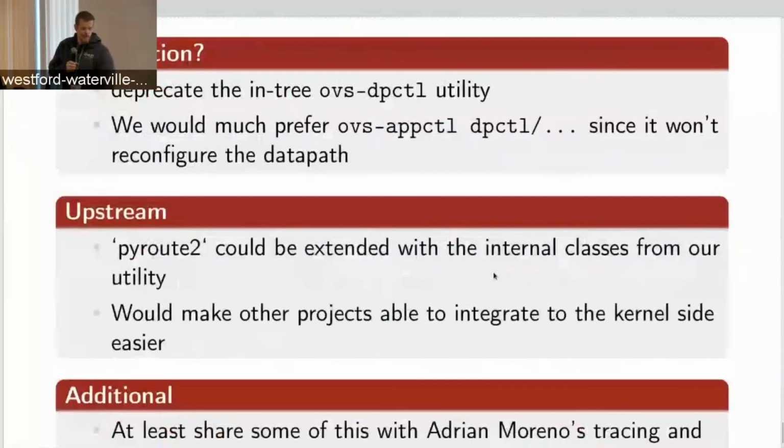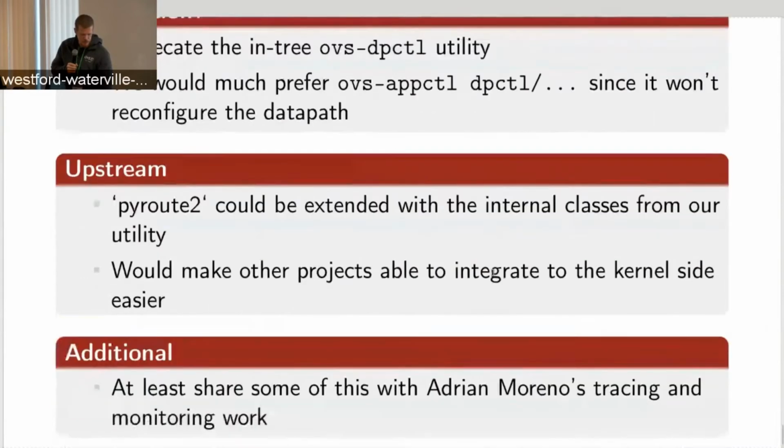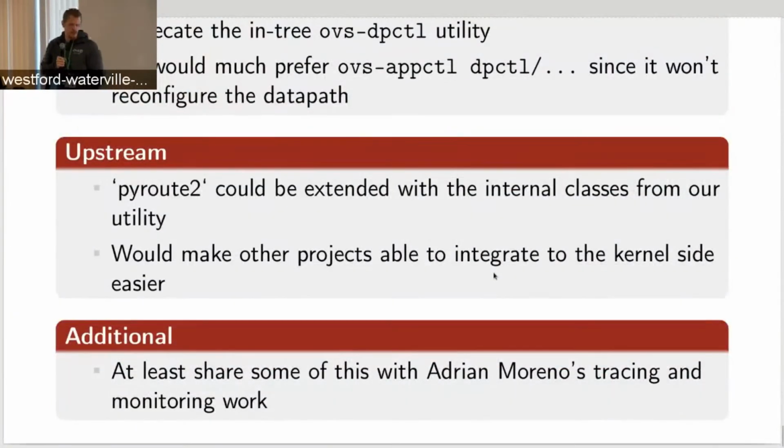Future work I'd like to do in the OVS tree. We can maybe deprecate the in-tree ovs-dpctl utility once this utility is good enough, so that we can kind of get rid of it and not have bugs related to people running ovs-dpctl and reconfiguring their data path. Maybe we could submit some of this work to the pyroute2 project, and that way pyroute2 would actually be able to also provide Netlink configuration for the OVS data path. Just a thought, something we can do.